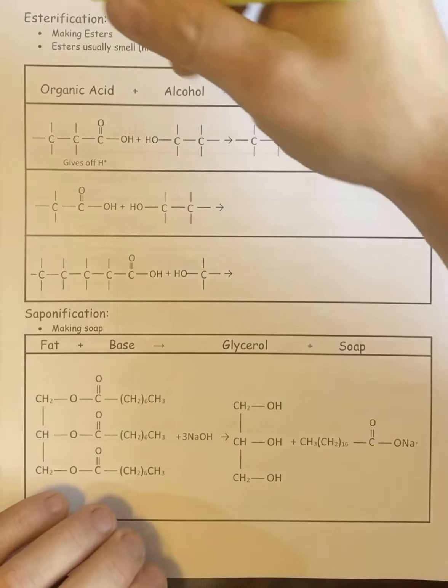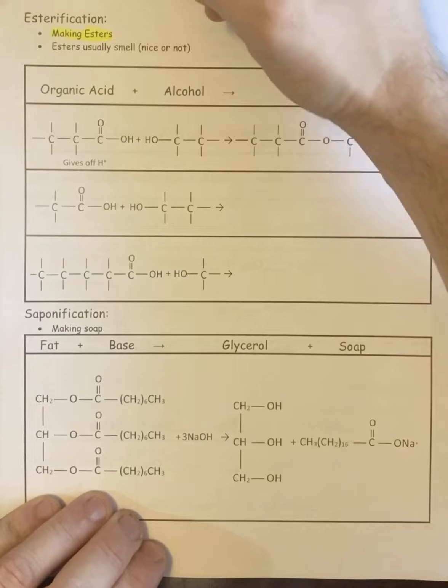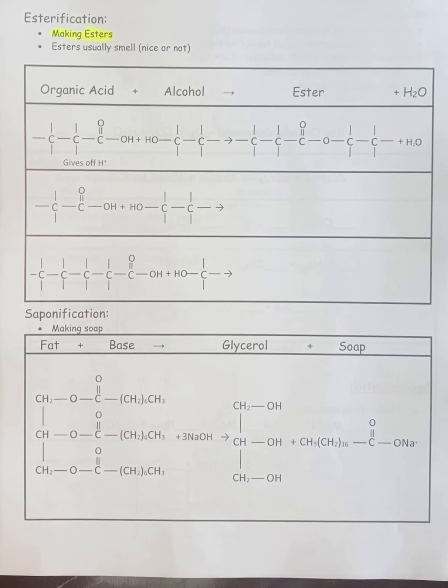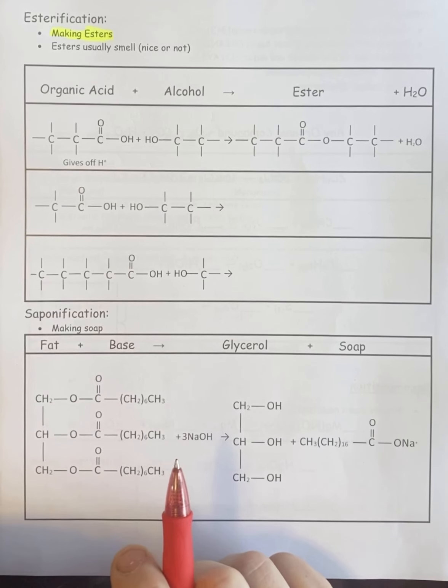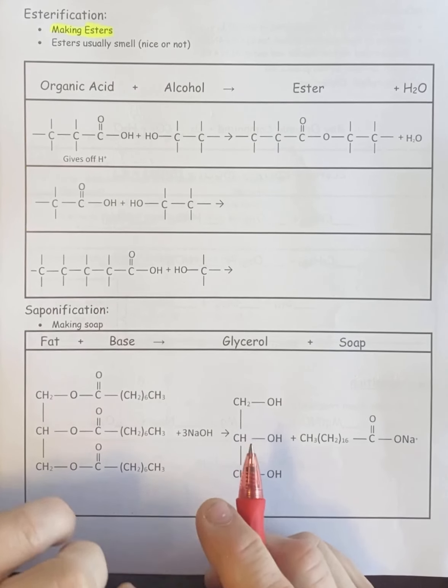So esterification is what it sounds like. You're making something into an ester. Esters typically smell nice, but they don't always have to, but they do typically have a smell. Whether you consider it good or bad is a personal preference. So the way you make an ester is by adding an organic acid and an alcohol and mixing them together.